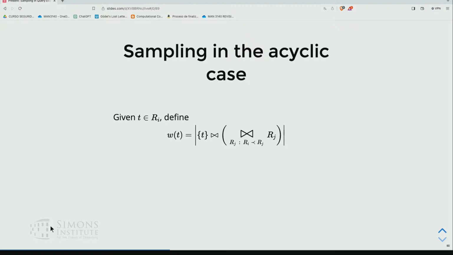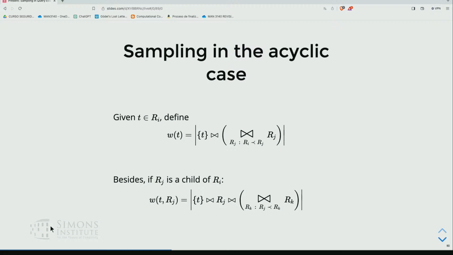Okay, so then, as in the previous case, if we can do exact counting, we're interested in this quantity W of t, which is the tuple t joined with the join of all the children, right? That's what we are doing here. We take all R sub j such that, not only children, all the descendants, actually, sorry. You take all the R sub j such that R sub j is a descendant of R sub i, and then you do the join, exactly like in the previous case, but now we're considering a tree.